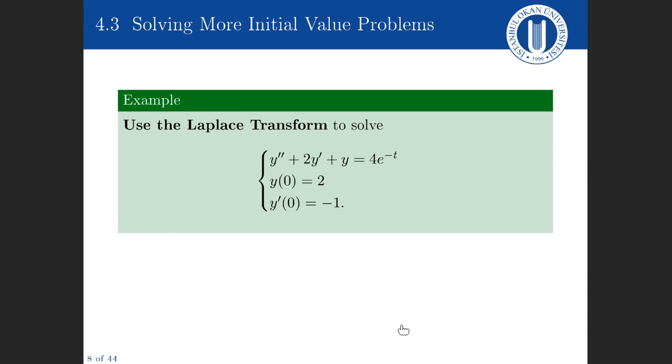Second of our 3 examples. This time another easy one. Use the Laplace transform to solve y double prime plus 2y prime plus y is equal to 4e to the power minus t, but now with the initial conditions y of 0 is 2, y prime of 0 is minus 1.